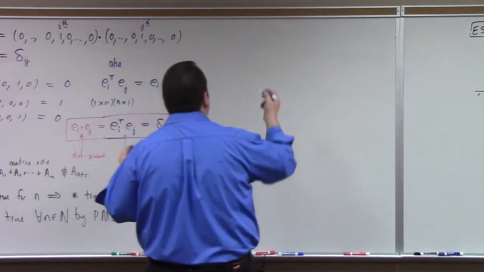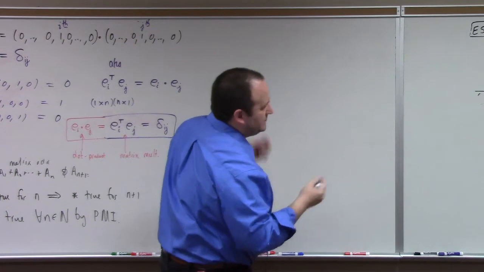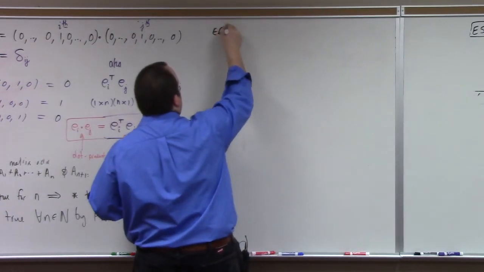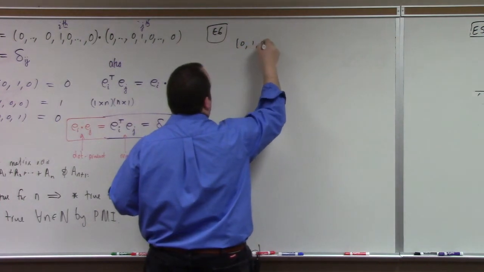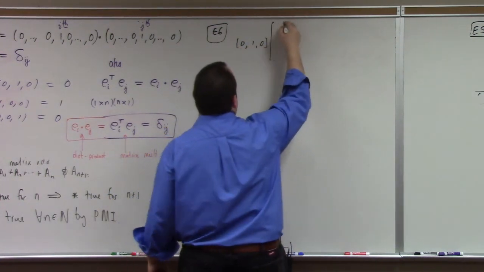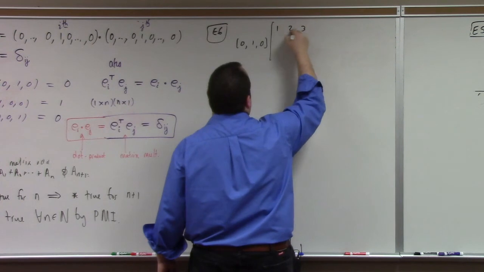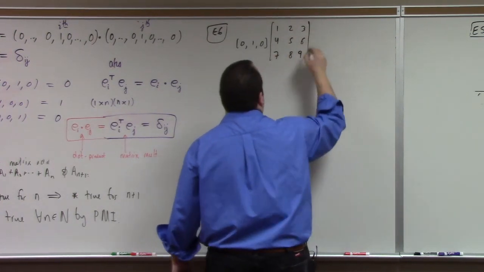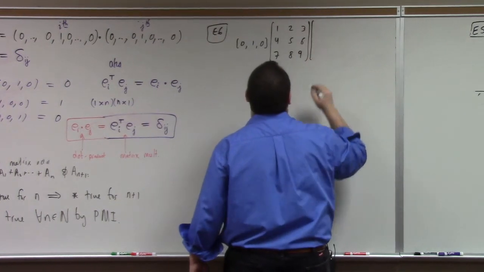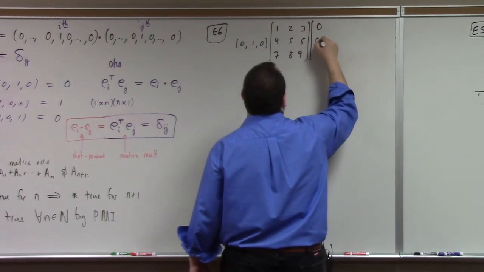What example am I on? Example 6. How about this? What if I have 0, 1, 0, and I'll take this matrix 1, 2, 3, 4, 5, 6, 7, 8, 9, and then how about we do 0, 0, 1.